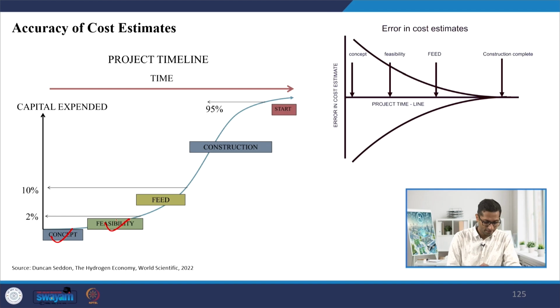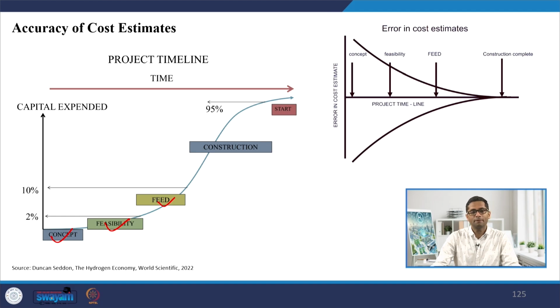Further, you need to understand that the analysis that we are doing is at the concept level. Whenever we do this analysis, it could be at different levels: the concept level, the feasibility level, and the front end engineering and design level. The more depth we go into, the more time, money and manpower it requires, and the uncertainty tends to decrease.